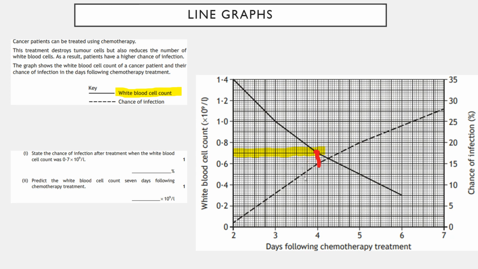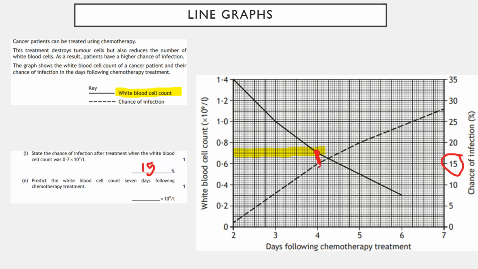A lot of students will go side to side, but that's incorrect. You're always going up or down to see where the two values align. So when the white blood cell count is at 0.7, the chance of infection is at 15%. Okay, so that's your final answer.